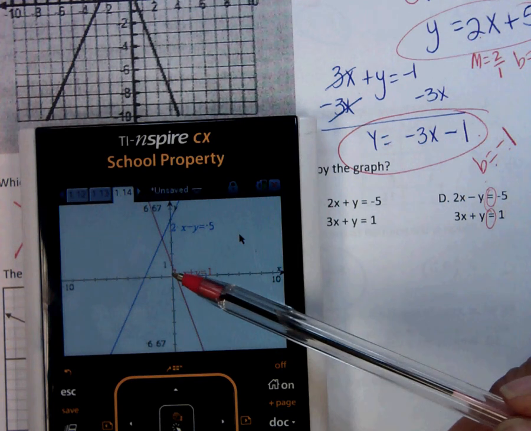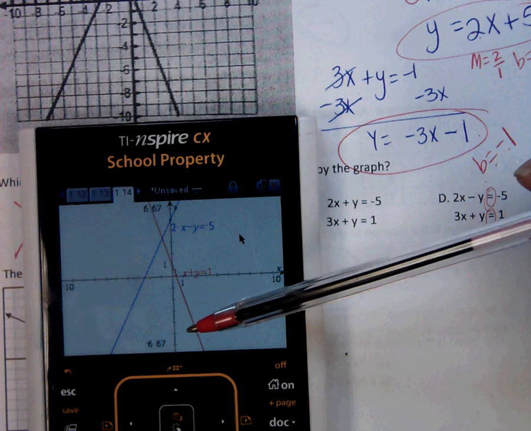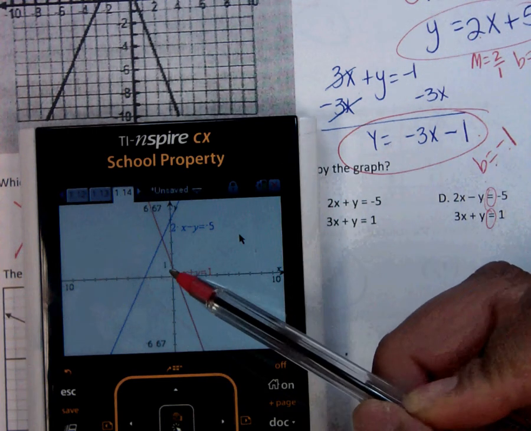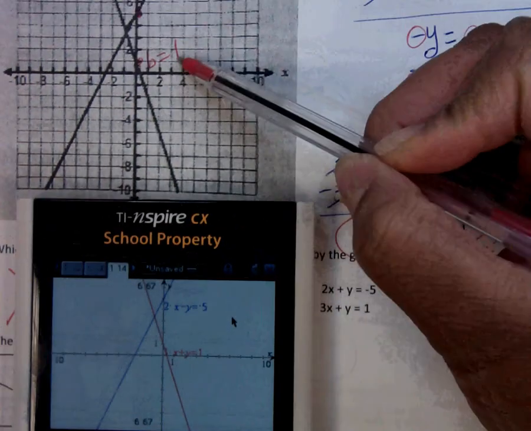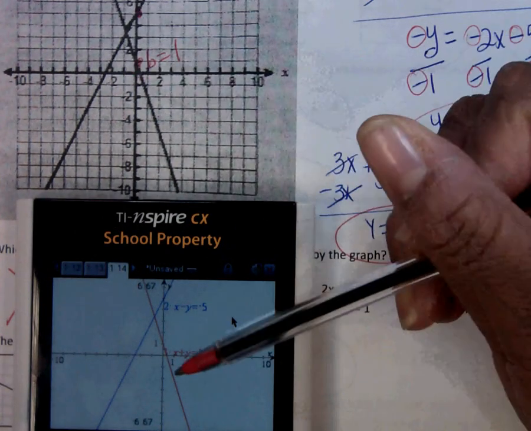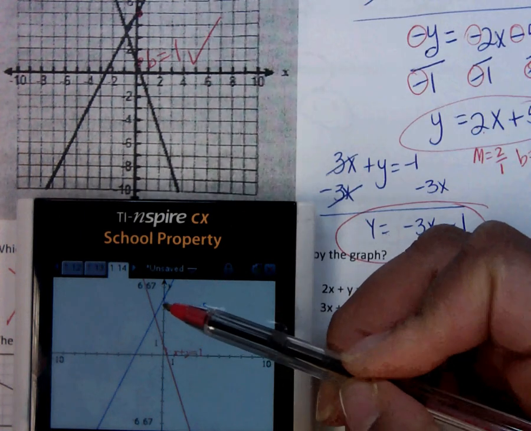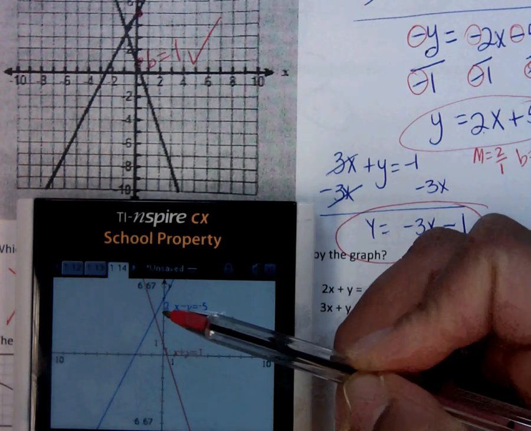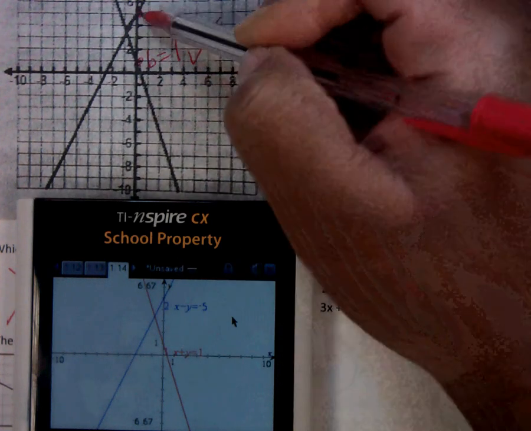Now, what you have to do is compare the graphs. So, we need a y-intercept of 1, and does it cross at 1? Yes, it does. That's a good thing. Now we try the y-intercept on the other one. It crosses at 1, 2, 3, 4, 5. Does it cross at 5? Yes, it does.